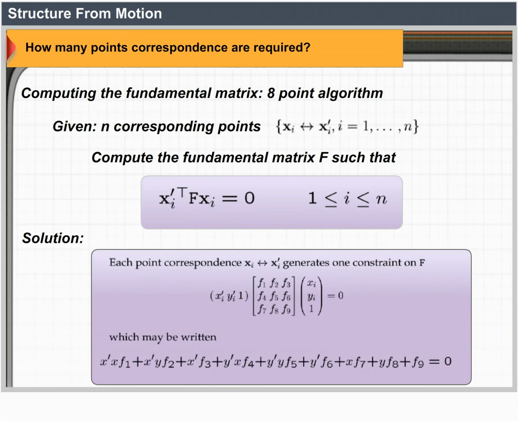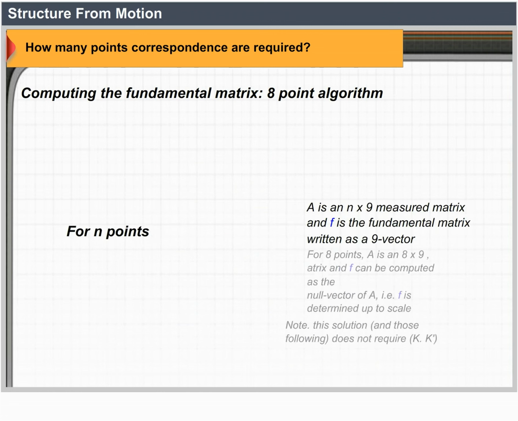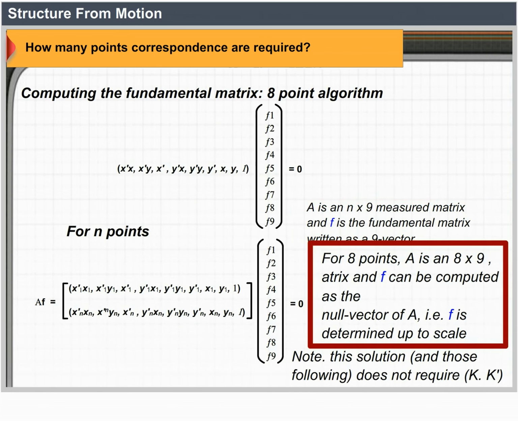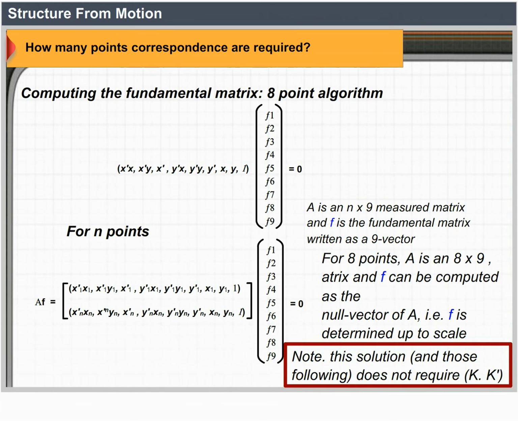A is an n by 9 measurement matrix and F is the fundamental matrix written as a 9-vector. For 8 points, A is an 8 by 9 matrix and F can be computed as a null vector of A. That is, F is determined up to scale. Note, this solution and those following do not require K, K dash.